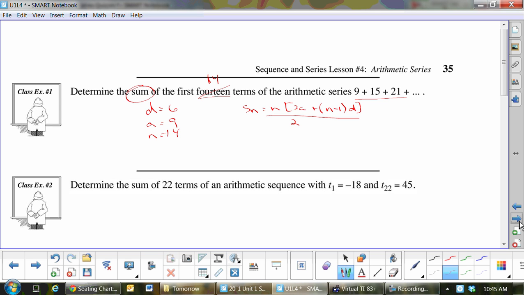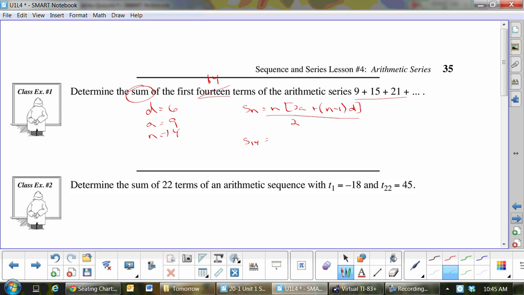So am I finding Sn? I'm actually finding S14. We can be specific. Now remember, that little S14 means the sum of the first 14 terms. Again, its efficiency makes it confusing, right? Tn means the 14th term. Sn, the sum of 14 terms, okay?